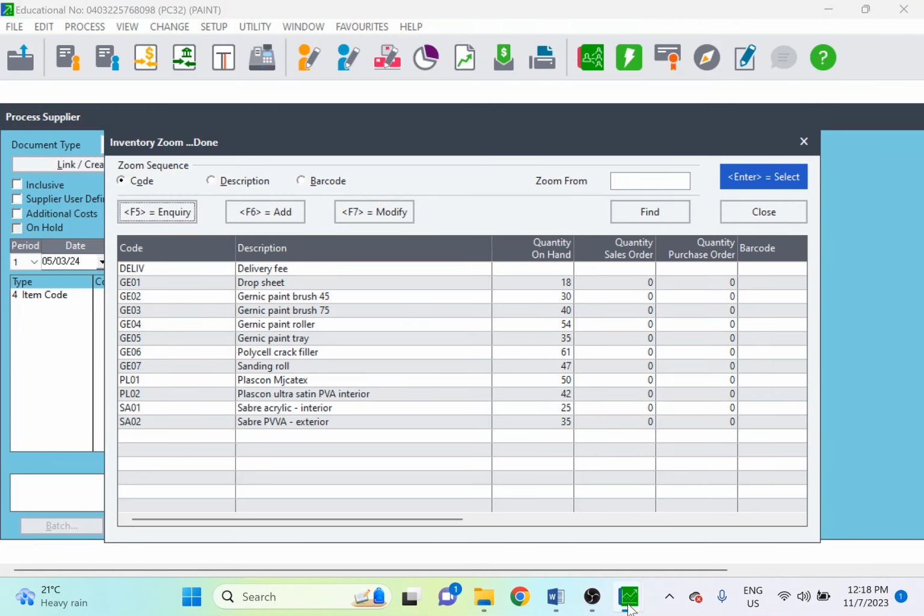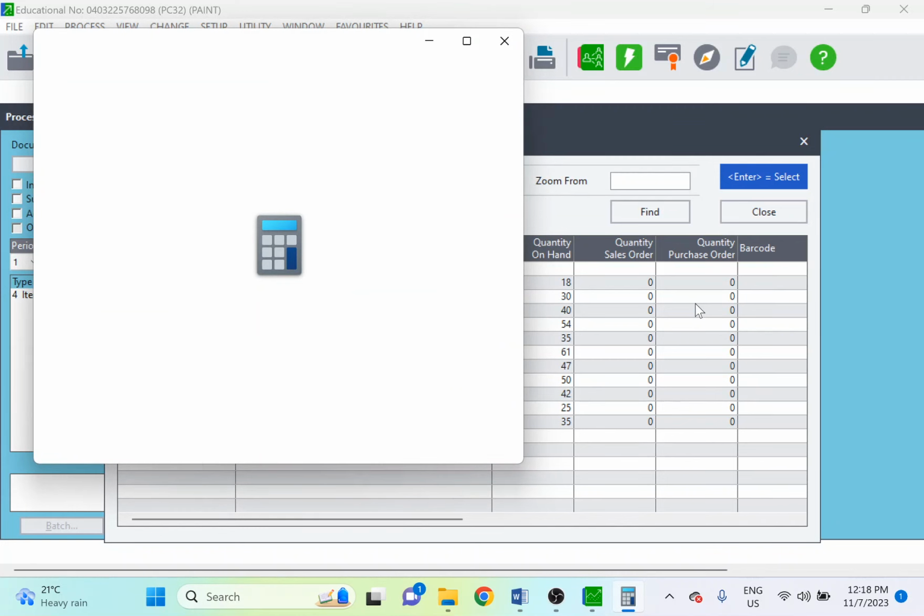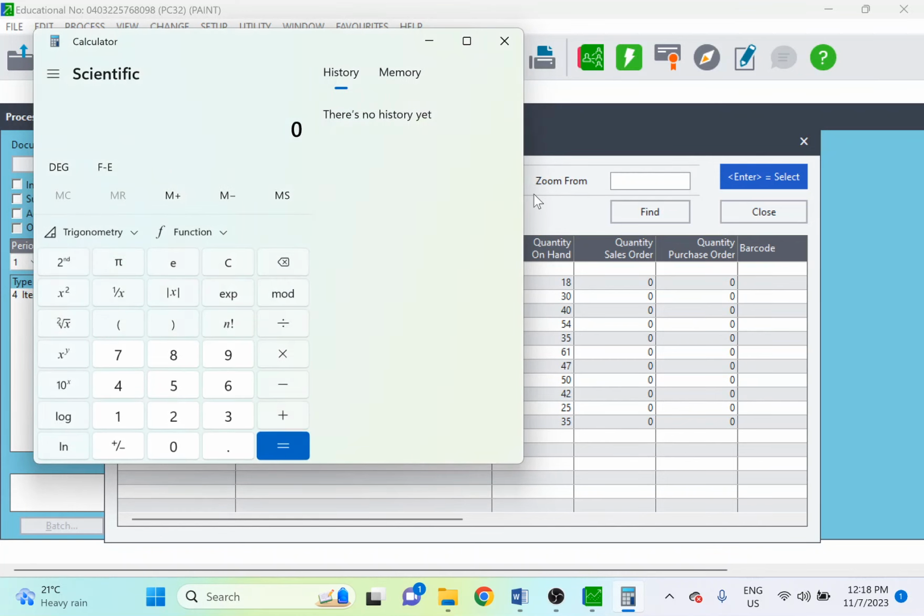Now let's do the calculation. F9. 30 rand 10 cents times 130%. So the selling price has to be 39 rand 13 cents.